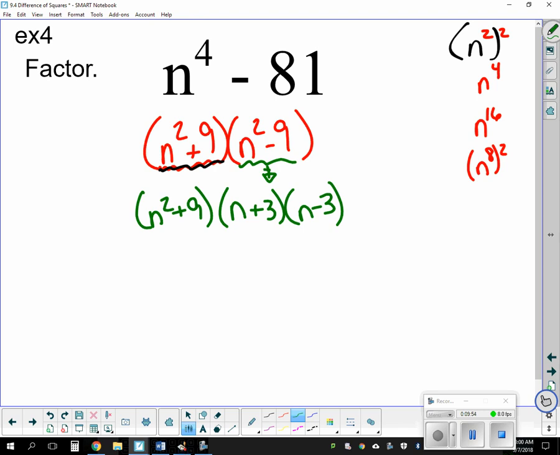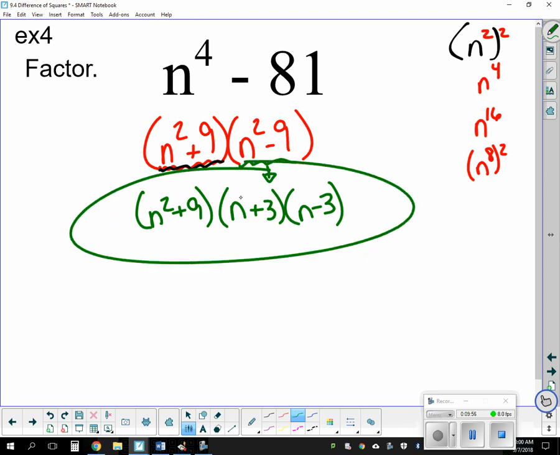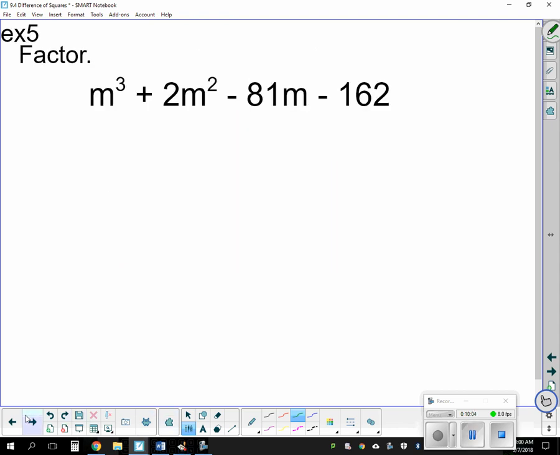Ta-da! There's your answer. And you could still multiply all this out to check it. Just got to do some distributive property. Okay, what do you start with? GCF in all the terms. Do you have one in all of them? No. How many terms are there? There's 4. Okay, so think about it. How do you do it with 4?